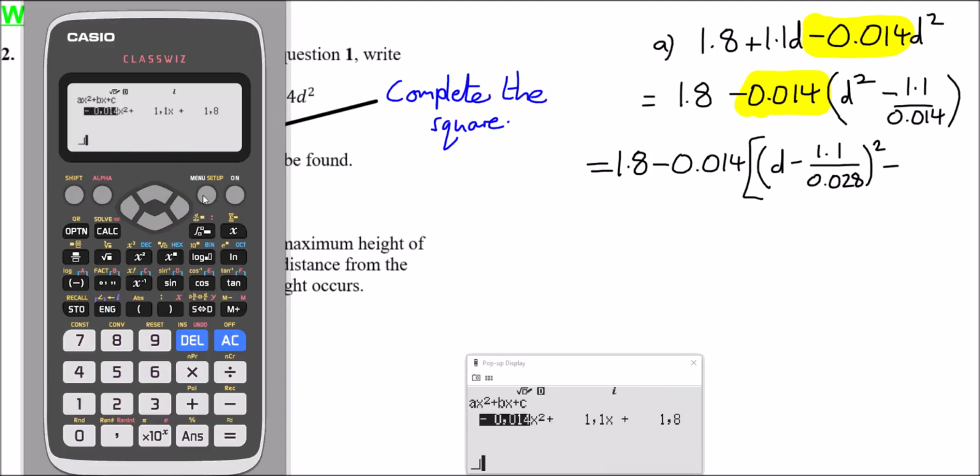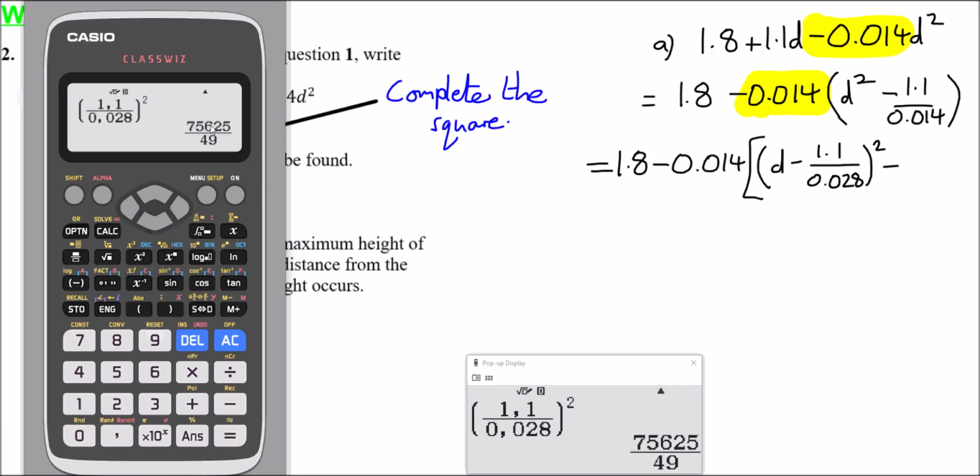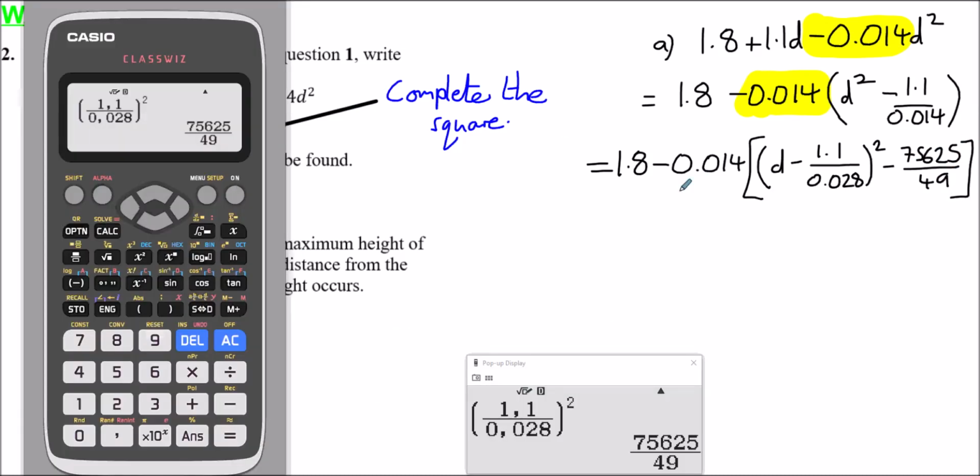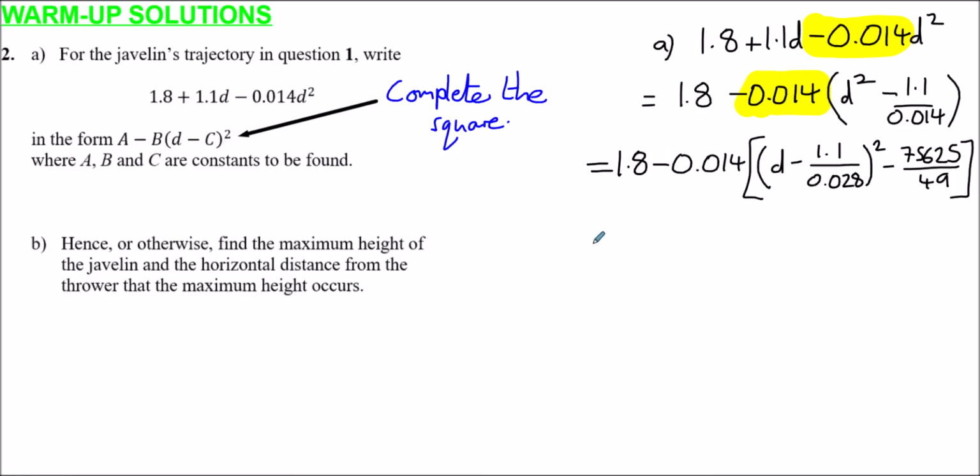So let's do this next. So 1.1 over 0.028, all of that squared gives 75625 over 49. Just check I've got those numbers correct. Yes, I have. And finally, we can expand back out.